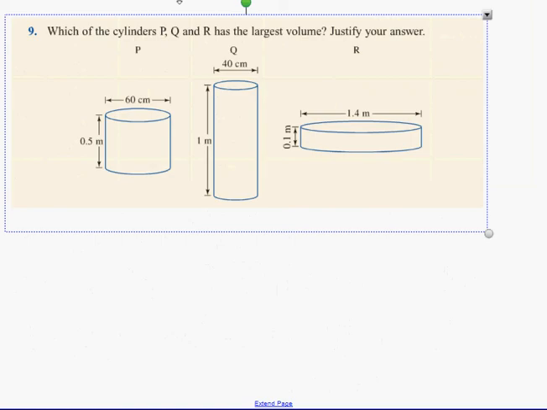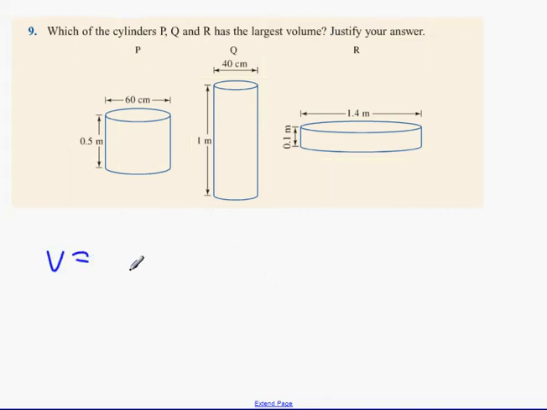Now, question 9, guys. Which of the cylinders has the largest volume? Justify your answer. Volume equals what? Volume, anybody? That formula there. Now, what's the radius of the first one? Radius is 30. What's the height in centimeters? 0.5 meters? 50. So we'll just use the pi button in our calculator, okay?